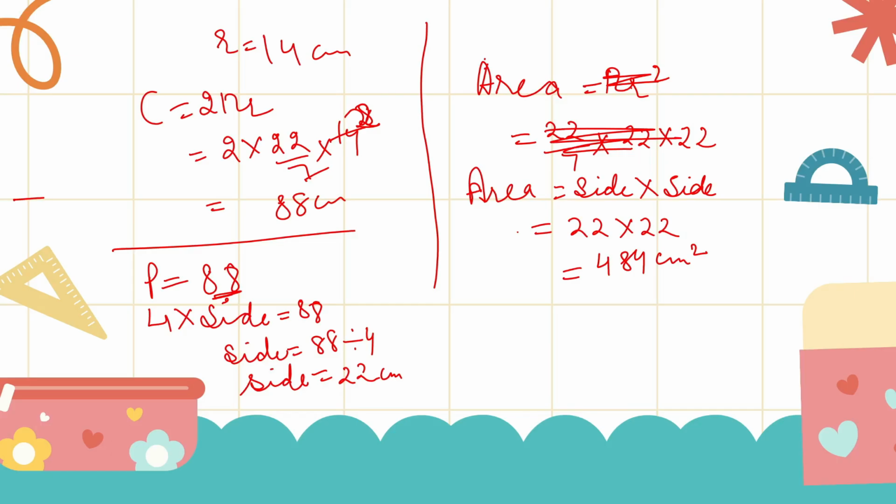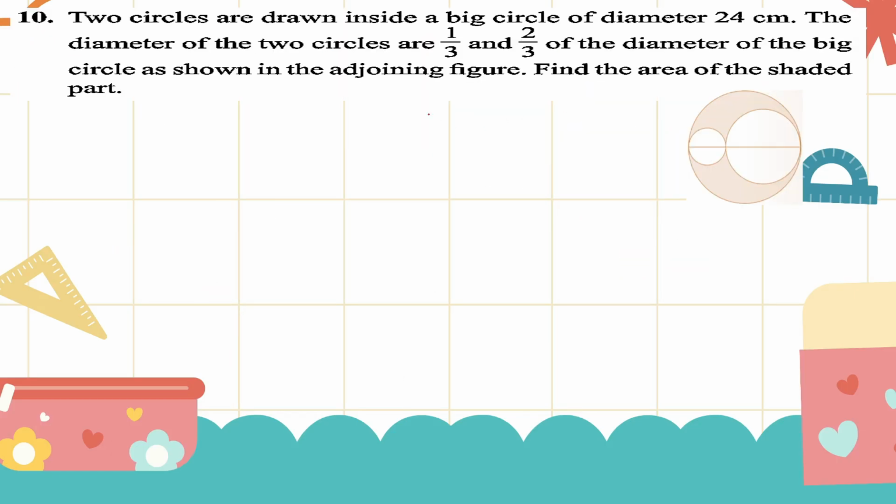Now the last sum of this exercise, the 10th sum. Two circles, the diagram is given to you clearly, and this is the shaded area, so we have to find the area of the shaded part. Two circles are drawn inside a big circle of diameter 24 centimeter. Diameter of the two circles are 1/3 and 2/3 of the diameter of the big circle as shown in the adjoining figure. We need to find the area of the shaded part.